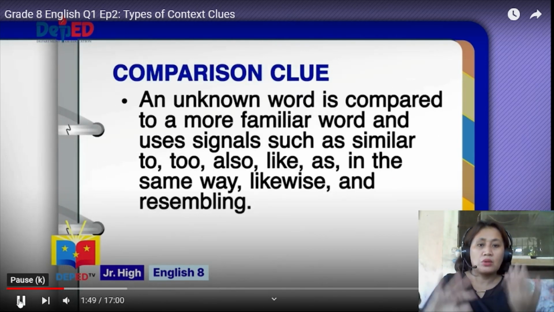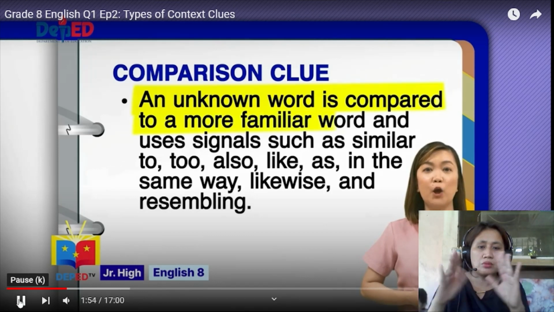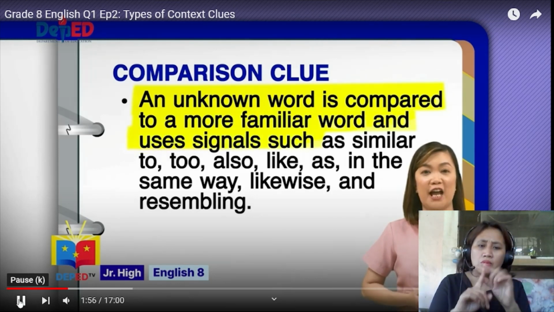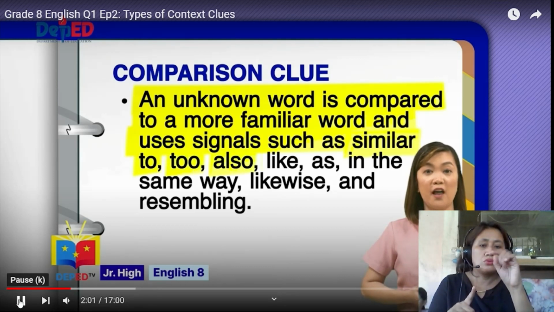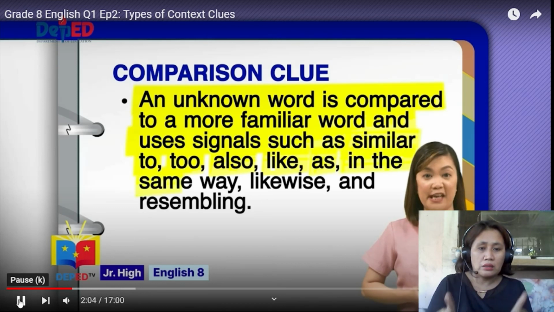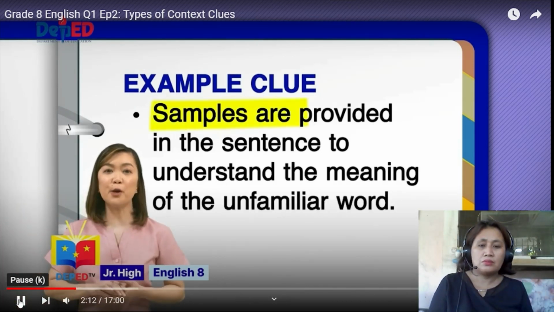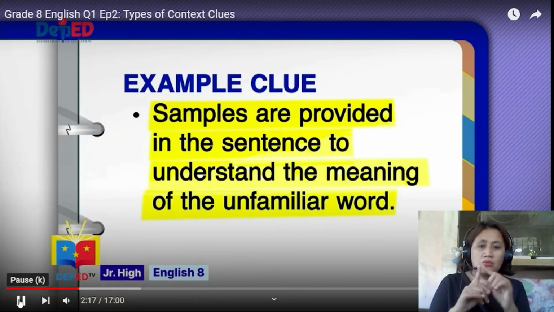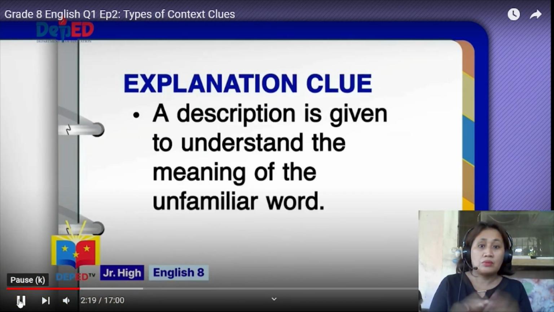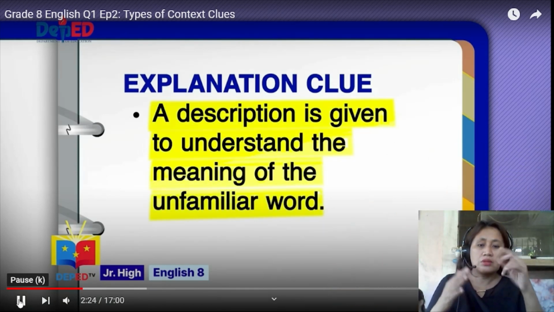Next, we have comparison clue. In comparison clue, an unknown word is compared to a more familiar word and uses signals such as similar to, also, like, as, in the same way, likewise, and resembling. Next is example clue. Samples are provided in the sentence to understand the meaning of the unfamiliar word. Then, we have explanation clue. A description is given to understand the meaning of the unfamiliar word.